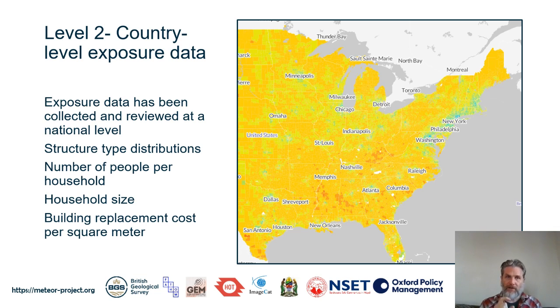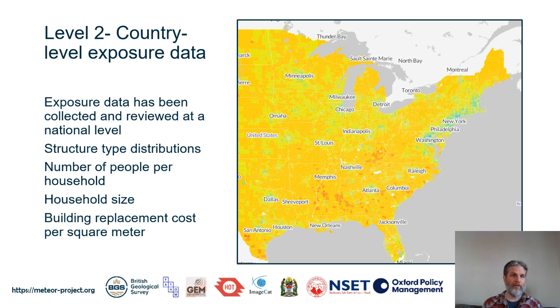There are key pieces of information that have to be brought in to make this exposure database that are done at the national level that are worth noting. Structural type distributions are typically quite crude on national level with minimal local adjustments. Number of people per household is a key statistic, and as we'll talk about throughout the results here, number of people per household is key in getting to an estimate of actual square footage distribution of buildings, as well as the replacement cost.